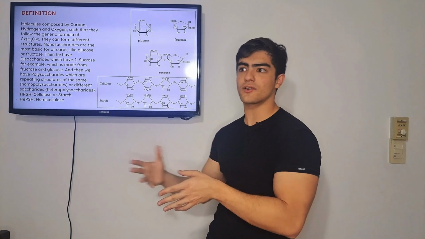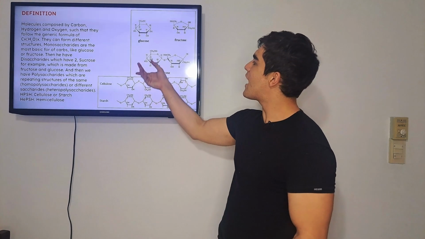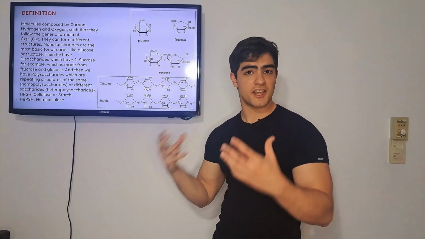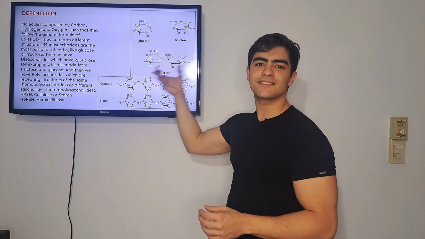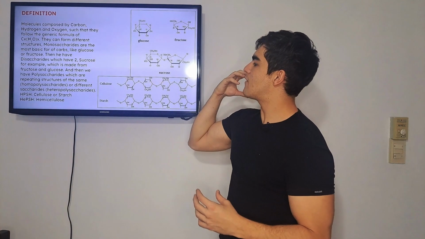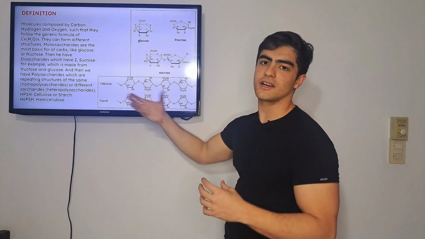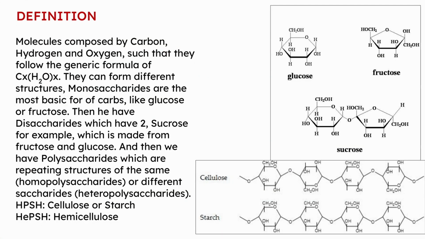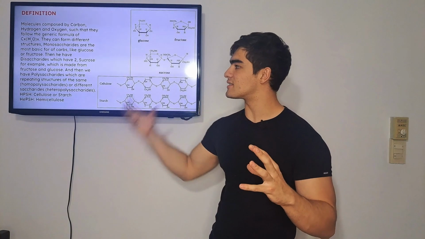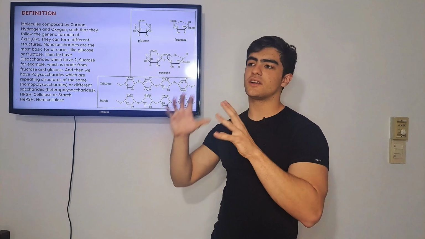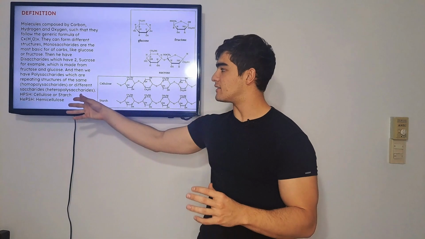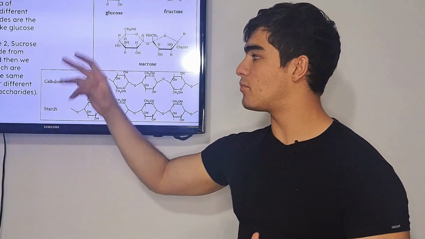Mono, one, saccharides, sugar. Then we have here what is sucrose, or table sugar, as you probably know it. This one is a disaccharide too. And then we have what are called polysaccharides, which is either the same structure, like the same molecule repeated over and over, in which case it is a homopolysaccharide, or they are different molecules that repeat over and over. And in the case that they are different, it is a heteropolysaccharide.